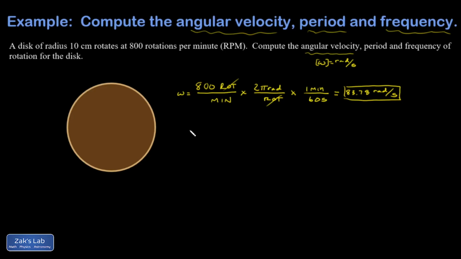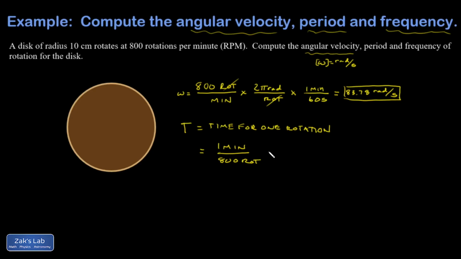Okay, next, the period. That's the time for 1 rotation. That would be in seconds per rotation. So I have 800 rotations per minute, which means I have 1 minute for every 800 rotations. And again, I'm just taking a unit analysis approach to this. So 1 minute for every 800 rotations. If I can convert this to the number of seconds per rotation, I'm done.